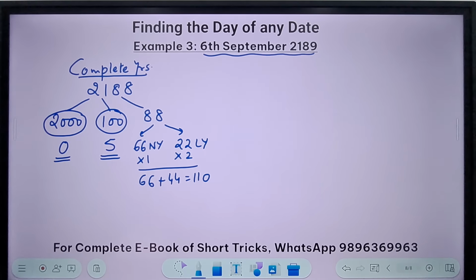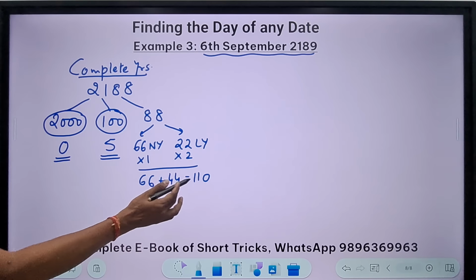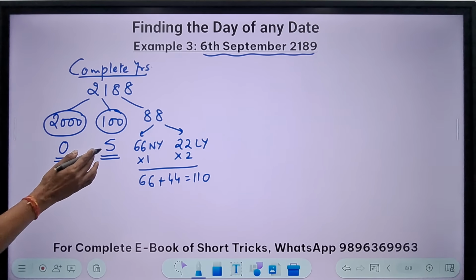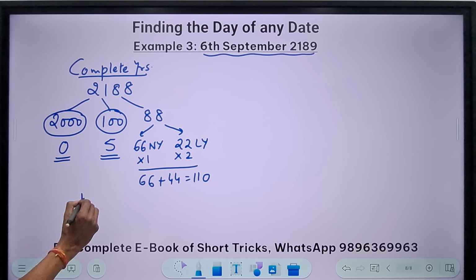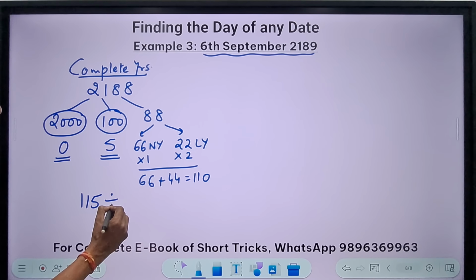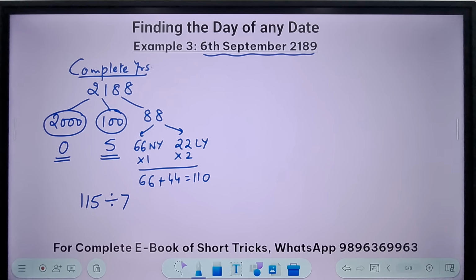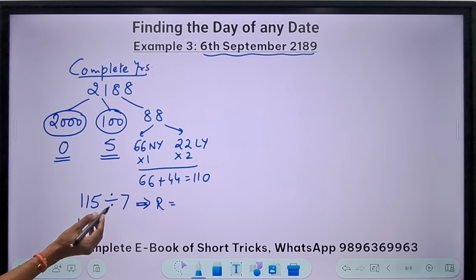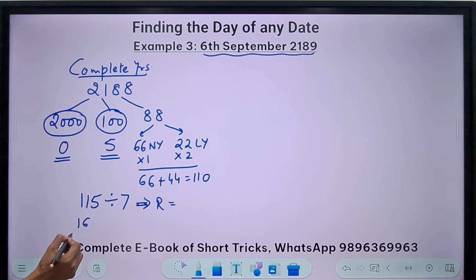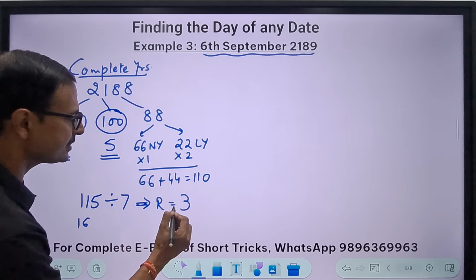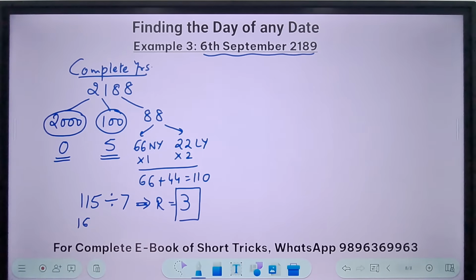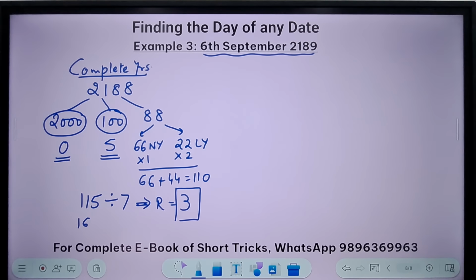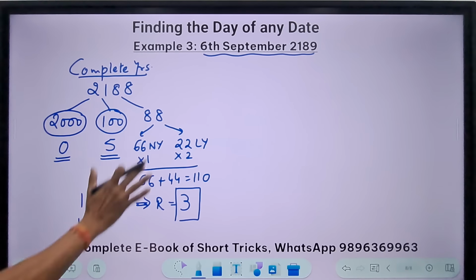And now if I calculate 110 and 5 plus 0, it gives me 115, but that is greater than 7, so I will divide this by 7. So that will give me a remainder of, so 7 ones are 7, 45 means 7 6s are 42, 3. So remainder is 3. Now this is the quantity I need to remember for the calculation purpose. This is the number of odd days in the complete years, 2188 complete years.